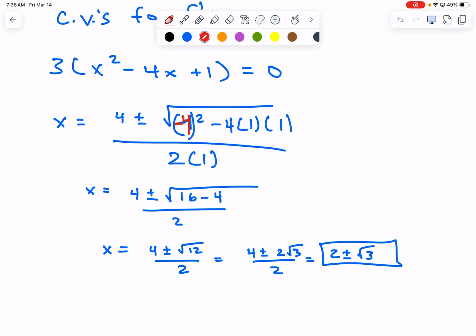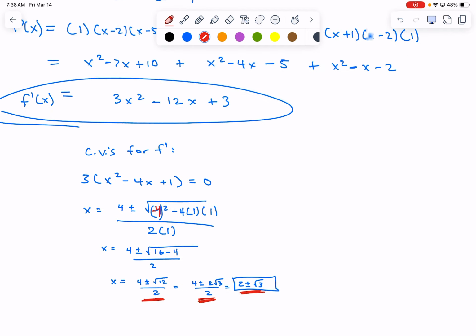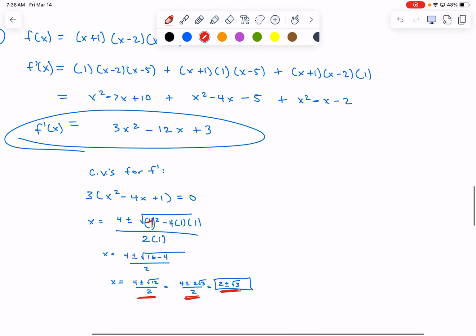So people always say, well, you tell us we don't have to simplify roots. You're right, you don't. But in this case, it would be to your benefit to simplify the root, so you kind of know what the decimal value is. So you get 4 plus or minus root 12 over 2. And then you get 4 plus or minus 2 root 3 over 2. And then you get it down to 2 plus or minus root 3. So there's your critical values for your first derivative.